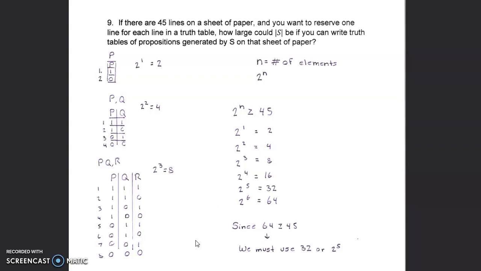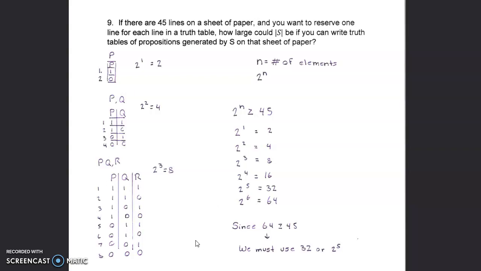So I decided to look at it this way, where 2 to the nth is going to be greater than or equal to 45. And I'm using this to say if 2 to the nth is greater than 45, we cannot use that power. So then I just went through all the powers until we hit a number greater than 45.